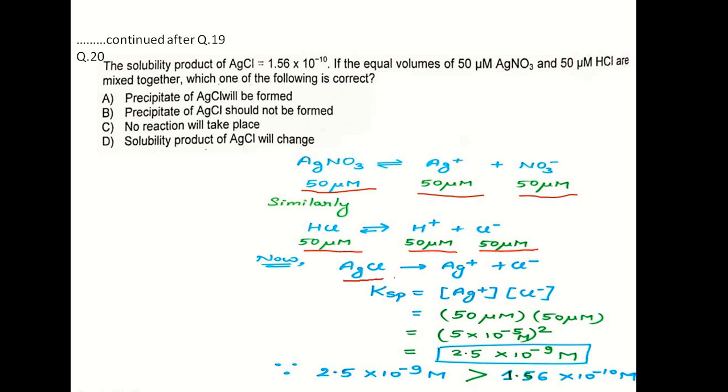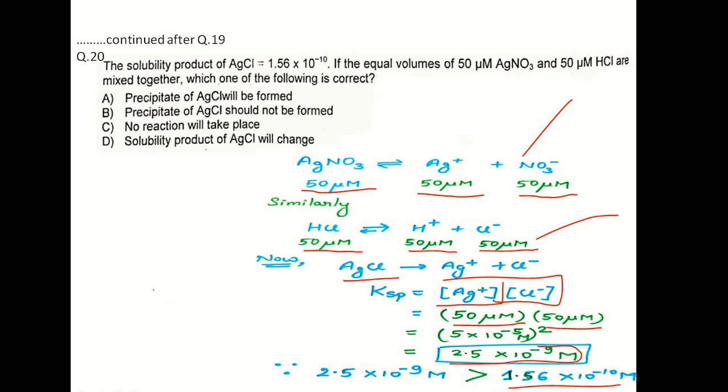Now for AgCl, the solubility product will be the product of the concentration of Ag and Cl ion. The concentration of Ag is 50 micromolar as per the first equation, and the concentration of Cl will also be 50 micromolar as per the second equation. When you multiply both these concentrations, you will get 2.5 into 10 to the power minus 9. So this value is greater than our solubility product given in the question.